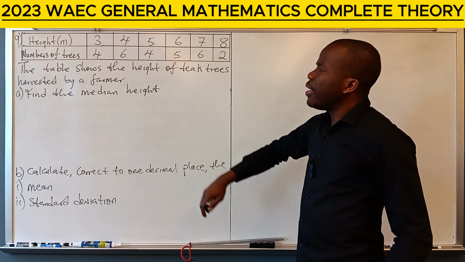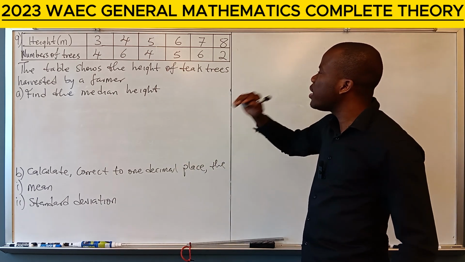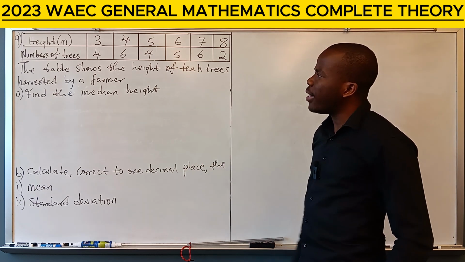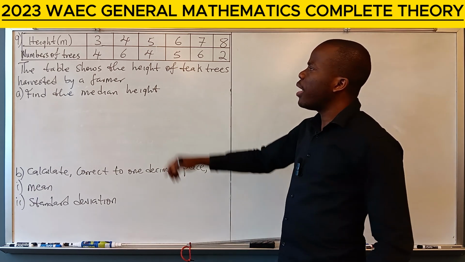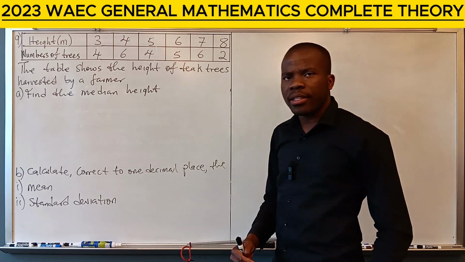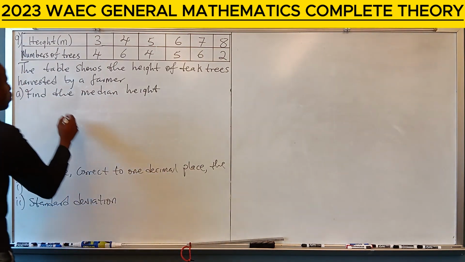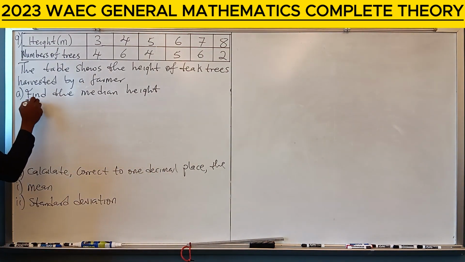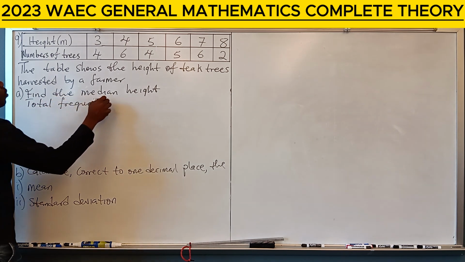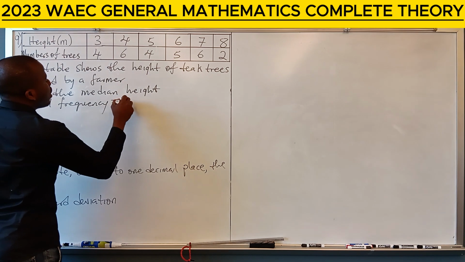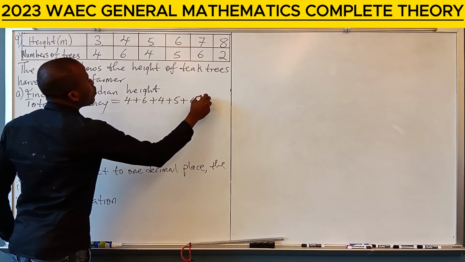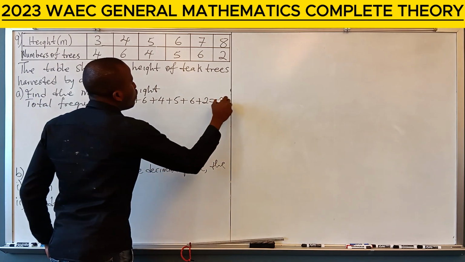Question 9 says the table shows the height of thick trees harvested by a farmer. Find the median height. For us to find the median height, we need to know the number of trees that the farmer harvested. So the total frequency, which is the total number of trees harvested, is 4 plus 6 plus 4 plus 5 plus 6 plus 2. If we sum this up, this will give 27.